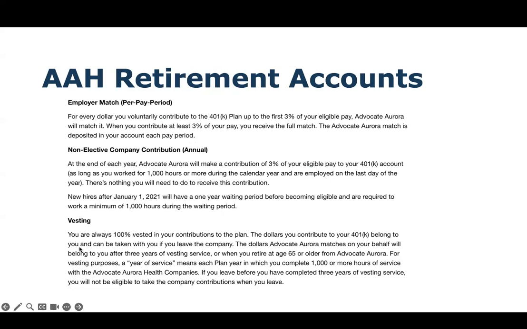You vest after 3 years, which means if you were to leave before 3 years, Advocate's contributions come out of the account. You don't get to keep those. And so luckily, this is a 3-year program. So as soon as you finish residency, you guys vest. And so the money that they match, you get to keep, which is really nice.